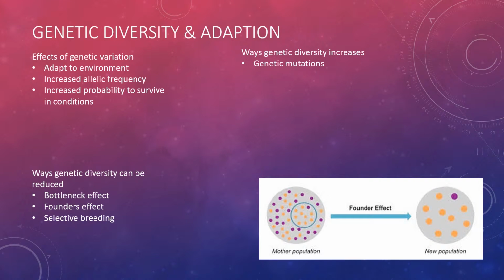Then you have the founder effect, where you have the mother population, and a group of the population decide to go off, basically like how people colonize different countries. So you have a major population, then a minor percentage of the population leaves to go to a different area, and they form a new population with different allelic frequency. That can be seen in the diagram. You have only one purple and many oranges, whereas the mother population had about 50-50.